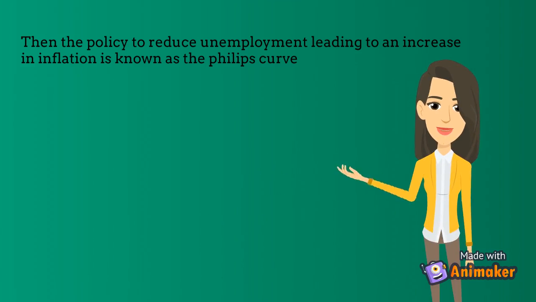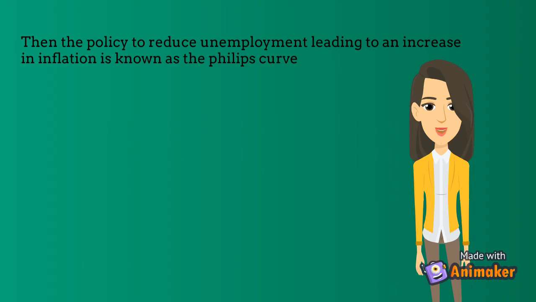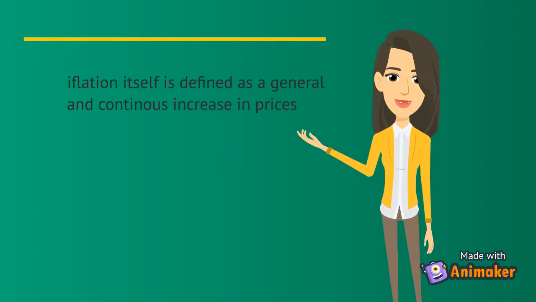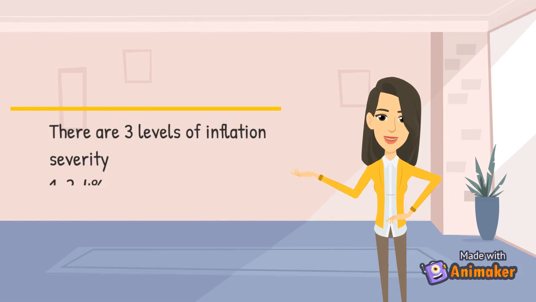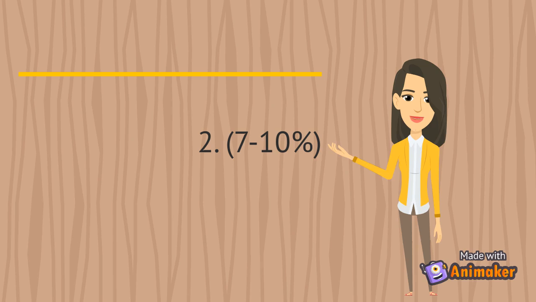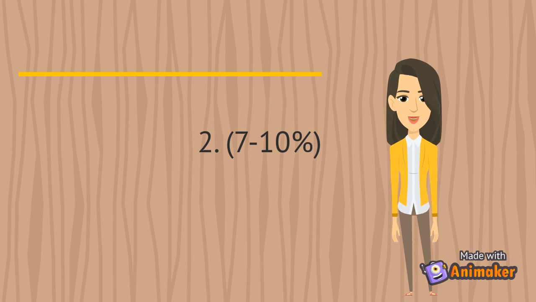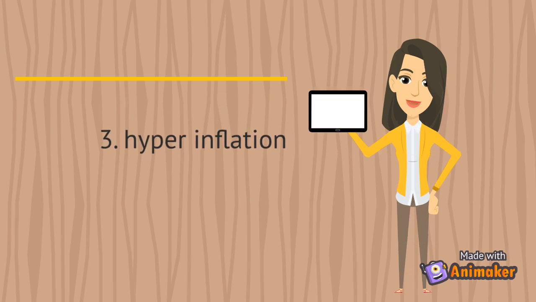Then the policy to reduce unemployment leading to an increase in inflation is known as the Phillips curve. Inflation itself is defined as a general and continuous increase in price. This relationship between unemployment and inflation is temporary. There are three levels of inflation severity. First, an inflation rate that ranks from 2 to 4% is said to be low inflation. Third, very high inflation is called hyperinflation.